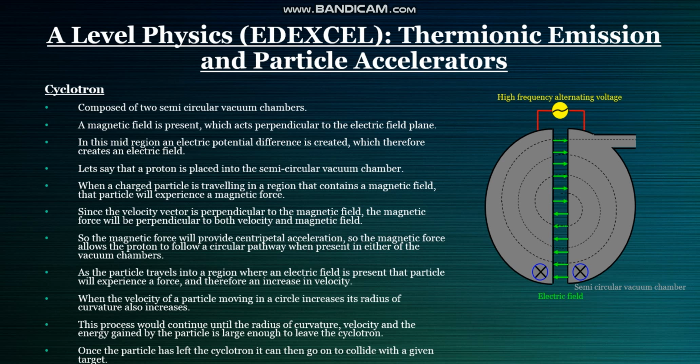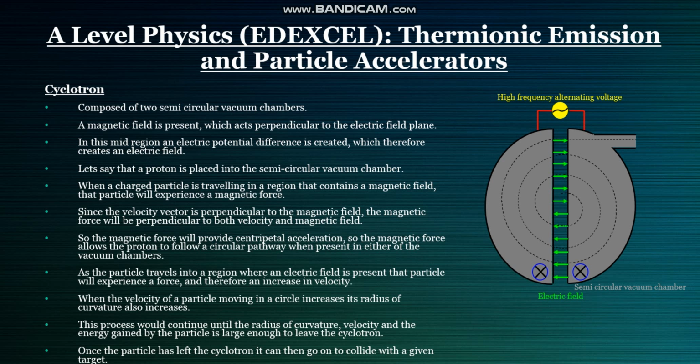When a charged particle is traveling into a region that contains a magnetic field, that particle will experience a magnetic force, and since the velocity vector is perpendicular to the magnetic field, the magnetic force will be perpendicular to both velocity and magnetic field. So therefore, the magnetic force will provide centripetal acceleration, so the magnetic force therefore allows the proton to follow a circular pathway when present in either of the vacuum chambers. And as the particle travels into a region where there is an electric field present, that particle will experience a force and therefore an increase in velocity.